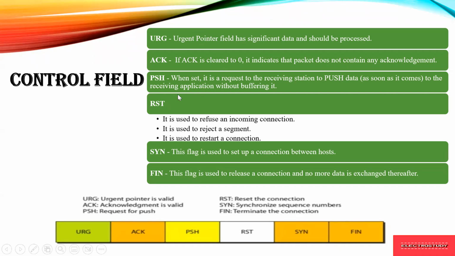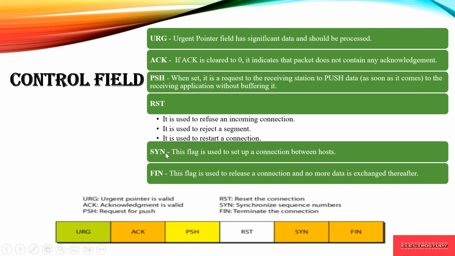Next is PSH. PSH is nothing but request to push. So when it is set, it is a request to the receiving station to push the data. As soon as required, it pushes the data to the receiving application without any buffers. And RST. RST is nothing but the reset flag. So this reset flag has some features like it is used to reject a segment. If it doesn't need any segment, it will reset the connection. It can restart the connection and it can even refuse any incoming data or connection.